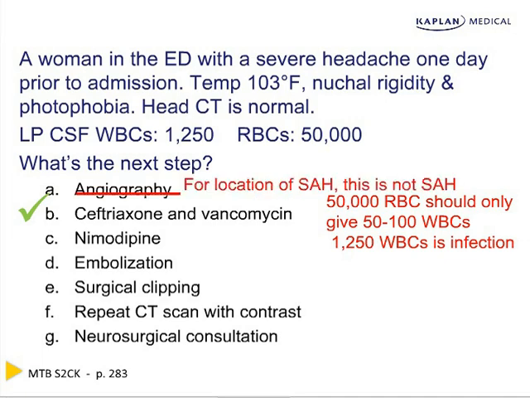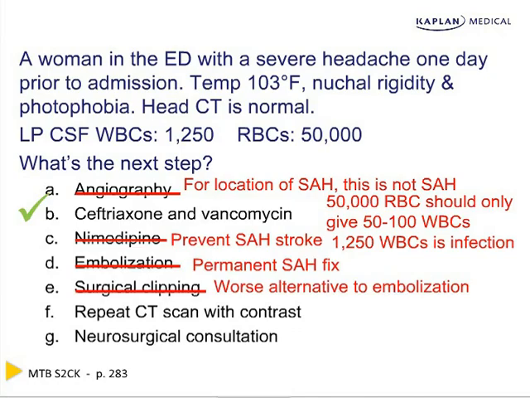Angiography is for the location of a subarachnoid. This simply is not a subarachnoid. Nimodipine prevents a subarachnoid stroke. This is not a subarachnoid. Embolization is a permanent fix of the subarachnoid. It prevents rebleeding, and it is done if you have a subarachnoid and is superior to the surgical clipping, because that's a worse alternative to embolization.